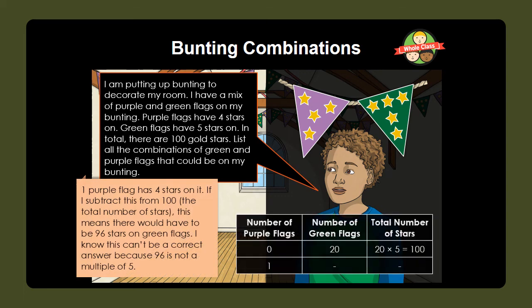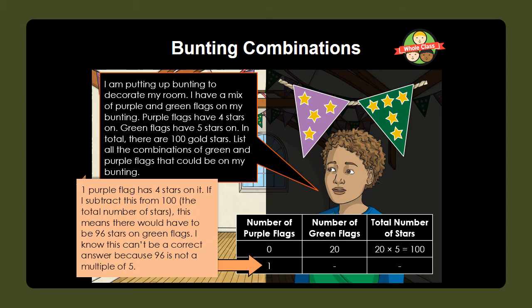If you're finding it tricky, here is some extra help. One purple flag has 4 stars on it. If I subtract this from 100, the total number of stars, this means that there would have to be 96 stars on green flags. So we know there's 100 in total, and if we take away the 4 on the purple flag, then we've got 96 left. But we know that can't be right, because the green flags each have 5 stars on, and 96 is not a multiple of 5. So there can't be just one purple flag. That is not a possible combination.